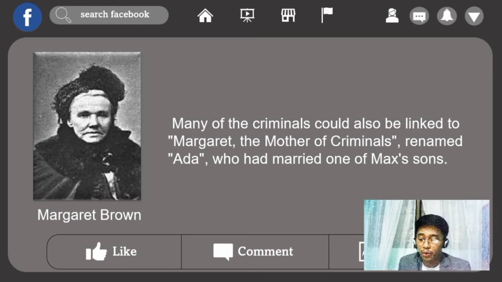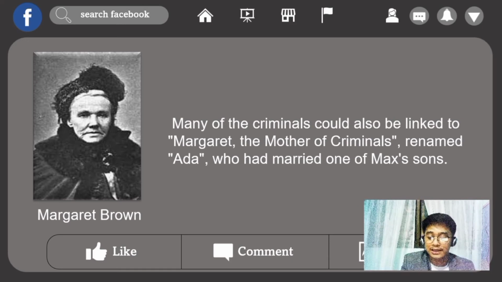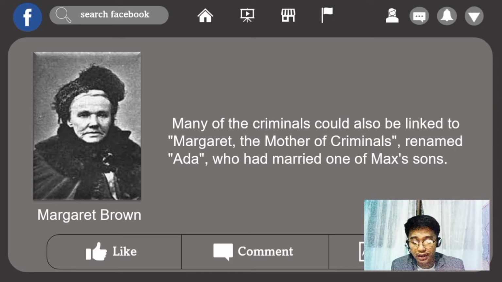Ada Duke, one of Max's daughters, also known as Margaret Brown, is known to anthropologists as the mother of criminals. From here, there were directly descended 1,200 persons. Of these, 1,000 were criminals, paupers, insane, or on the streets. The heritage of crime, disease, inefficiency, and immorality cost the state of New York about $1.25 million. It's a lot of wasted money. The indirect loss in property stolen and in injury to life and limb no one can estimate.